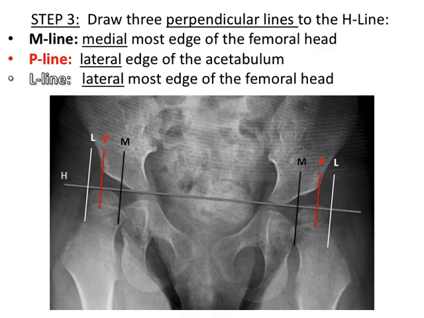Step 3 is drawing 3 perpendicular lines for each hip. The first is drawn on the medialmost aspect of the ossific nucleus of the femoral head. The second, perpendicular like all these, is drawn at the lateral edge of the acetabulum. And the final and most lateral line is at the lateralmost edge of the ossific nucleus of the femoral head. Okay, and the same is repeated for the opposite hip.